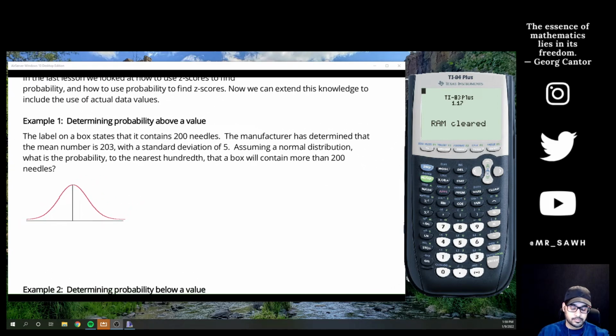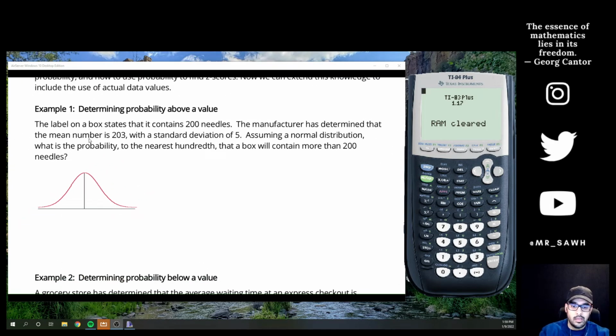So example number 1 here, a label on a box says it contains 200 needles. The manufacturer determines that the average number is 203 with a standard deviation of 5. Now assuming that this is distributed normally, what's the probability, to the nearest hundredth, a box will contain more than 200 needles?